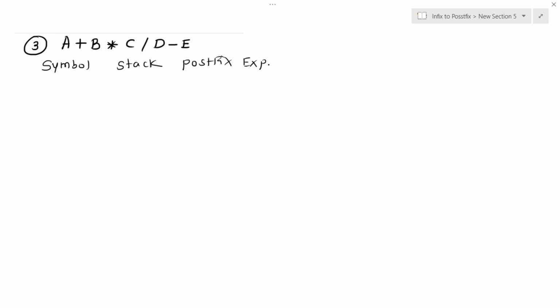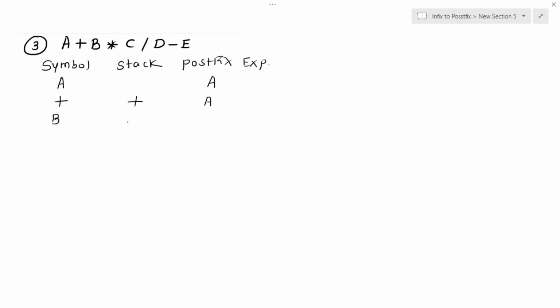Okay, so if an operand comes, then it goes to the postfix expression, and if an operator comes, then it goes to the stack. So the first symbol we are going to scan is A. We go from left to right and scan each and every symbol. So the first symbol is A. It directly goes to the postfix expression. The second one is a plus. It goes to the stack. The postfix expression is as it is.